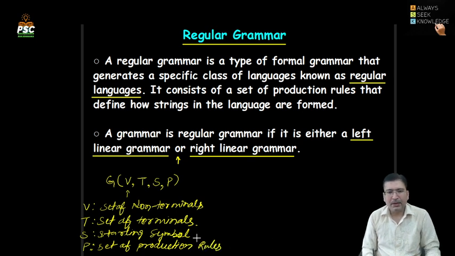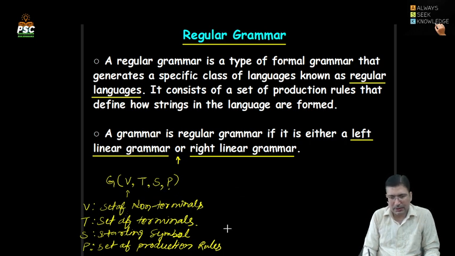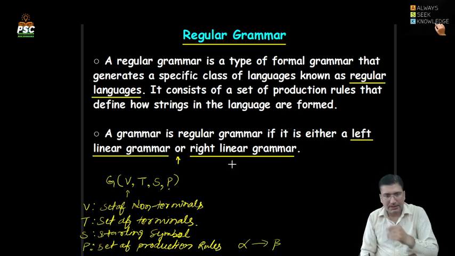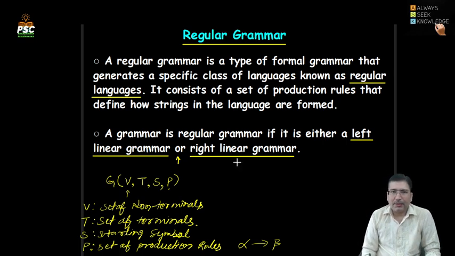So these four things are there. A regular grammar satisfies some properties in its production rules. Generally, production rules look like alpha implies beta. Let's look at how we can say a grammar is a regular grammar. If a grammar is regular, it supports just two kinds of production rules: either left linear or right linear.